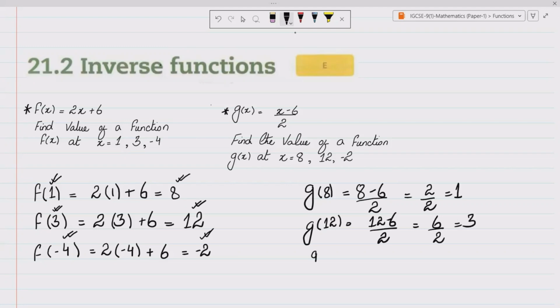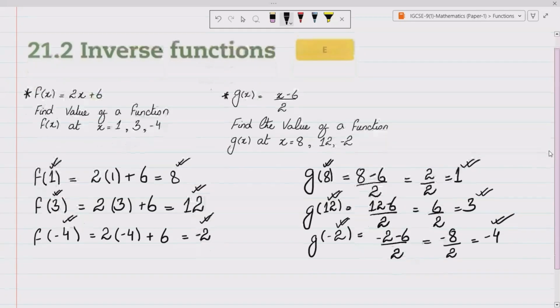And lastly, we have g of minus 2. Instead of x, write minus 2 minus 6 divided by 2. Minus 2 minus 6 is minus 8. Minus 8 divided by 2 gives us minus 4. So at x equals 8, we got 1. At x equals 12, we got 3. And at x equals minus 2, we got minus 4.